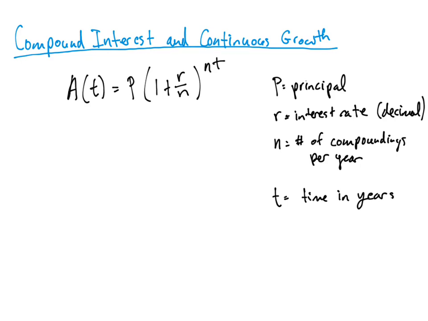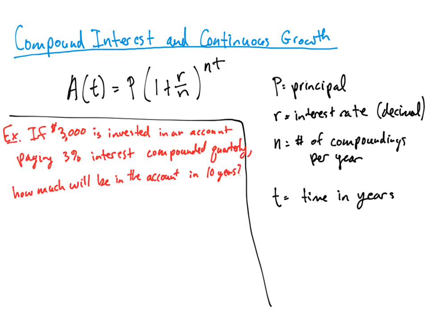So let's look at a simple example of this to see how it works. If $3,000 is invested in an account paying 3% interest compounded quarterly, how much will be in the account in 10 years? Let's identify each of the variables here. The principal is the initial amount, so that's $3,000 for P. The interest rate is 3%, but we want to write that as a decimal, so 0.03.